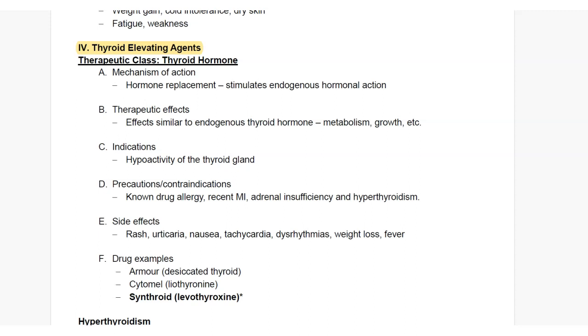So there are different types of thyroid hormones, but the most commonly prescribed is levothyroxine, that can be under the brand name Synthroid. So again, remember the generic name, not the brand name.